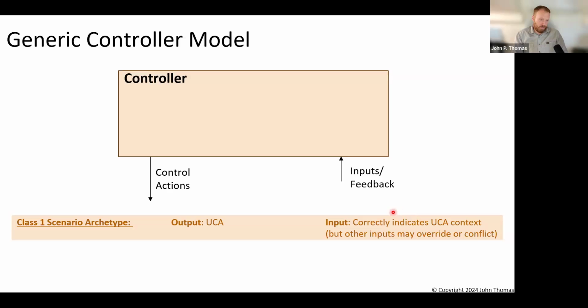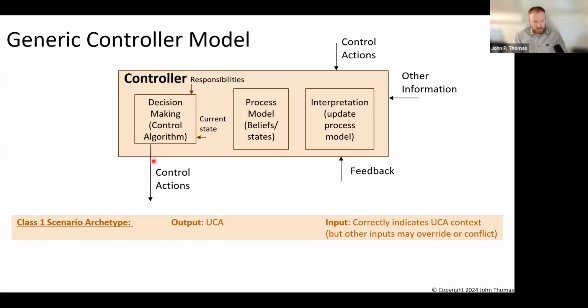So back to the transfer function, right? This is the class 1 archetype. We've got the UCA coming out, and we know that there was at least one input that correctly indicated what was going on. And our question is, how can that happen? What can be going on inside the controller that could cause it to issue this UCA?